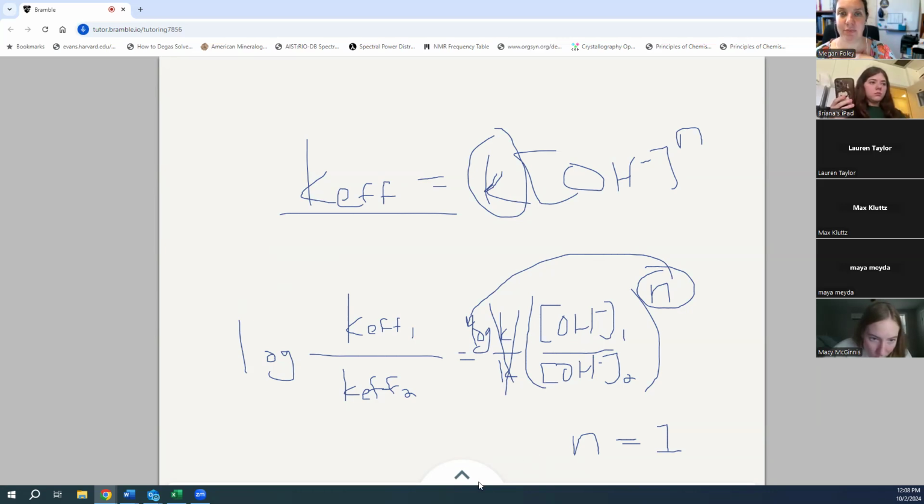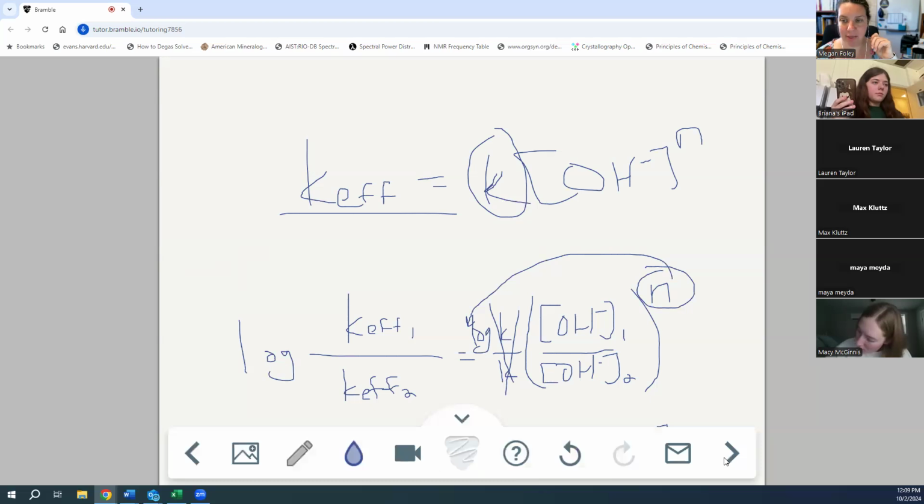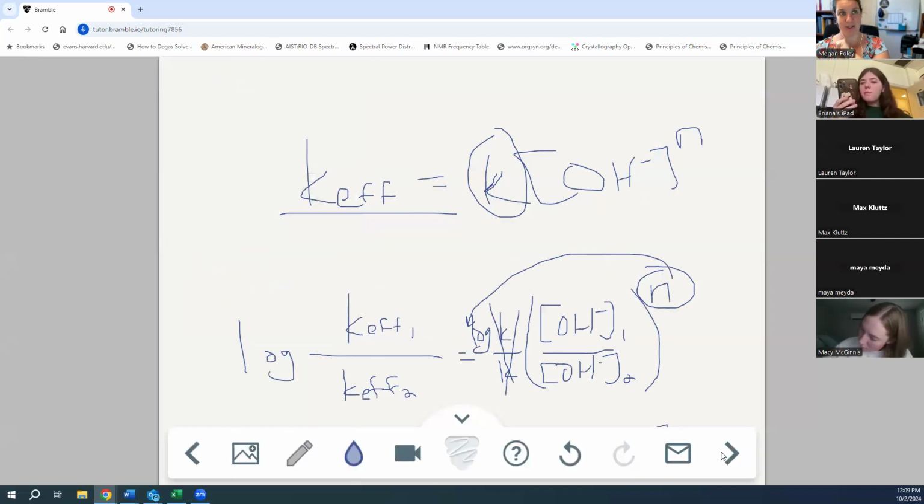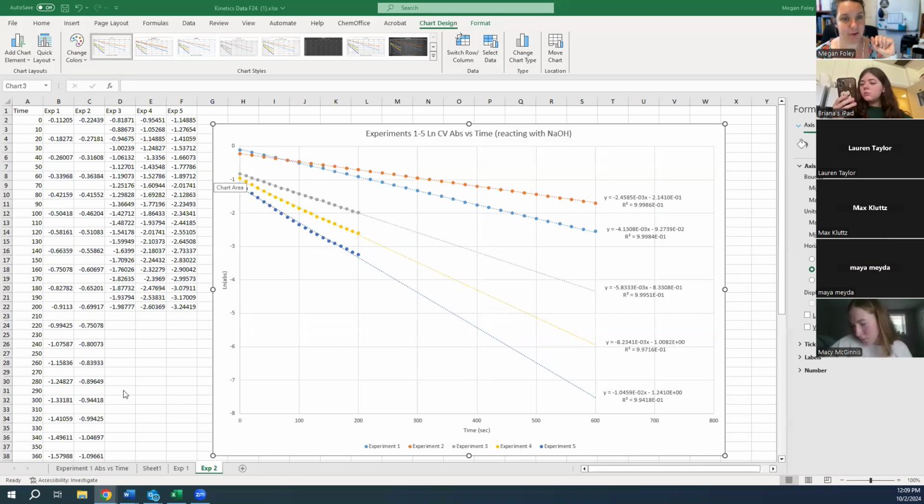Okay, so that's what you guys are going to do for experiment number 3 or part 3 or whatever. It's confusing that they keep calling them experiments. We'll just call this part 3. So for part 3, you're going to find out what your n value is. But you do again need to show all of that math. So you'll be doing M1V1 equals M2V2 to get your hydroxide concentrations. You'll put those values into here and you'll solve for your n value. Okay, so that is everything for part 3.